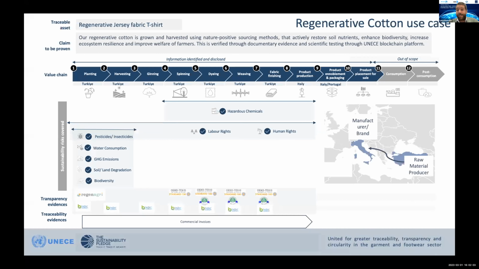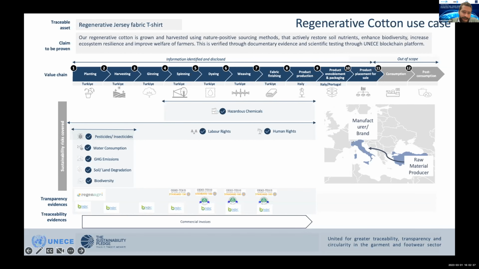Just to make an example, this is a use case that we are working on at the moment on regenerative cotton for a jersey fabric t-shirt. We have a raw material producer, so farmers in Turkey, that have been piloting, just about the time when we started this project, at their own initiative in the first place, regenerative agriculture practices, which cover this type of risk on the left.